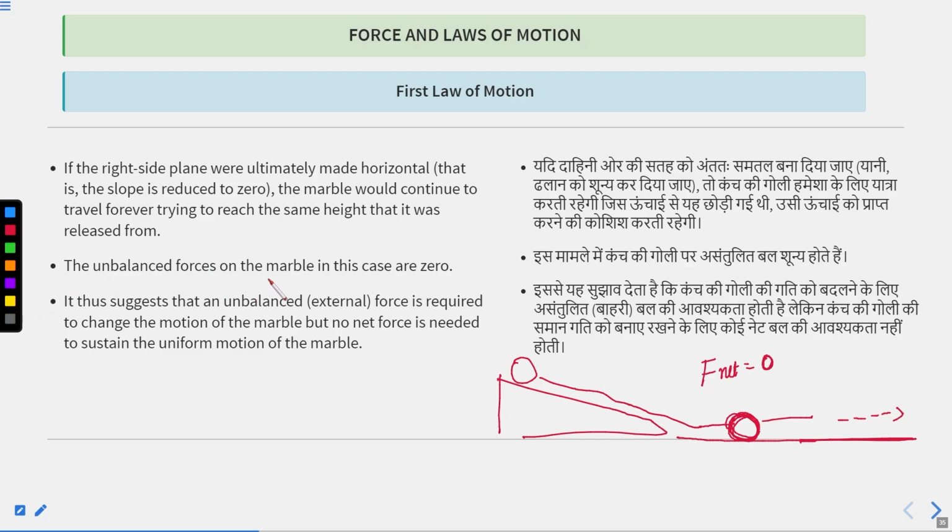The unbalanced force on the marble in this case is zero. There is no unbalanced force on this marble. It thus suggests that an unbalanced force is required to change the state of the motion. This ball will remain continuously in motion because there is no friction force involved. If you want to change the state of the motion, for example if you want this marble to come to rest, you have to apply an unbalanced external force.